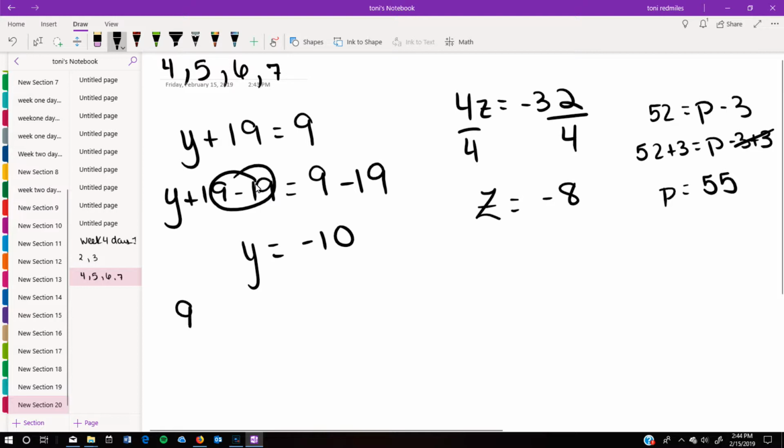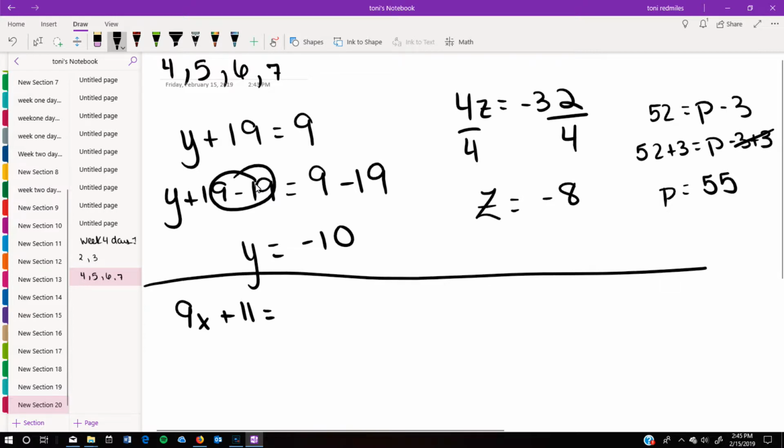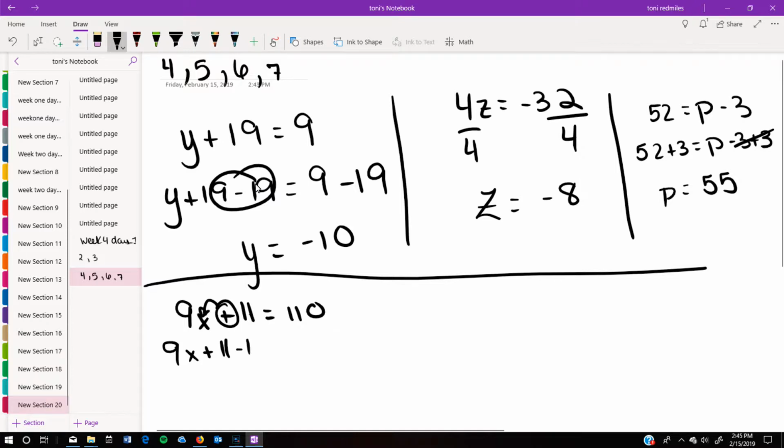Number 7, 9x plus 11 equals 110. First thing I'm going to do is subtract an 11 from both sides because the 11 is adding to the x. The rule of equality says I have to do it to both sides. That's going to give me a 99 over here. These are going to go to 0, and I have a 9x. To get the x by itself, the 9 is multiplying, so the opposite would be to divide. So your answer should be x equals 11.